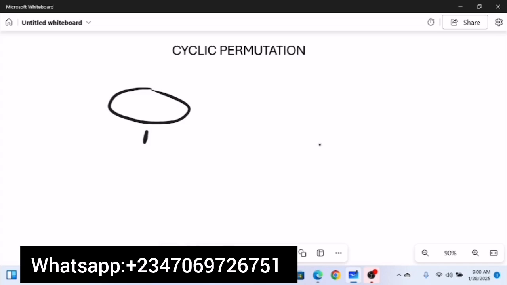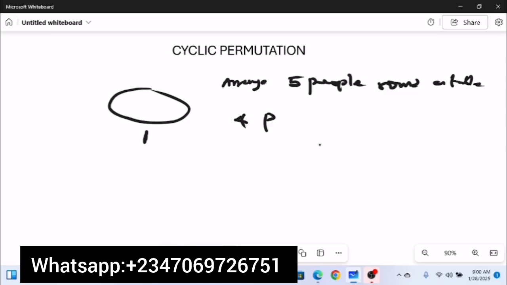So if you are asked to arrange, okay, 5 people around a table. Alright, so like I said, you hold one person constant. Simply fix one person, and if you do that, it means you are left with 4 people, right? You're left with 4 people. So that's the way to tackle cyclic permutation. You keep one person fixed, then you arrange the other 4 people around.